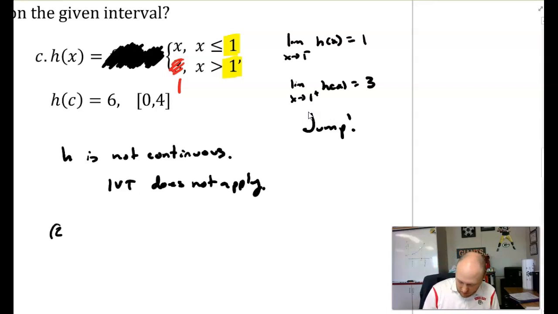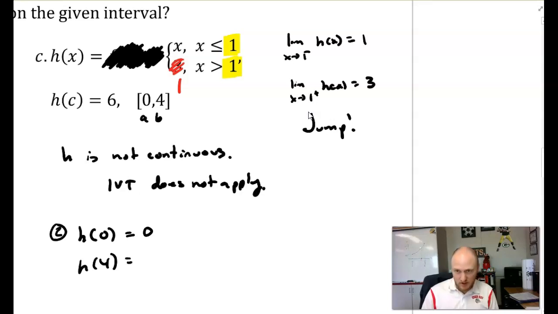So then condition number 2 would be, here's A, here's B, I gotta find my endpoints. What's h of 0? Well, I plug it into my top piece, my output would be 0. Then h of 4, I plug that into my bottom piece, which is just 1. It's always a constant function of 1. I don't get 4, I get 1.